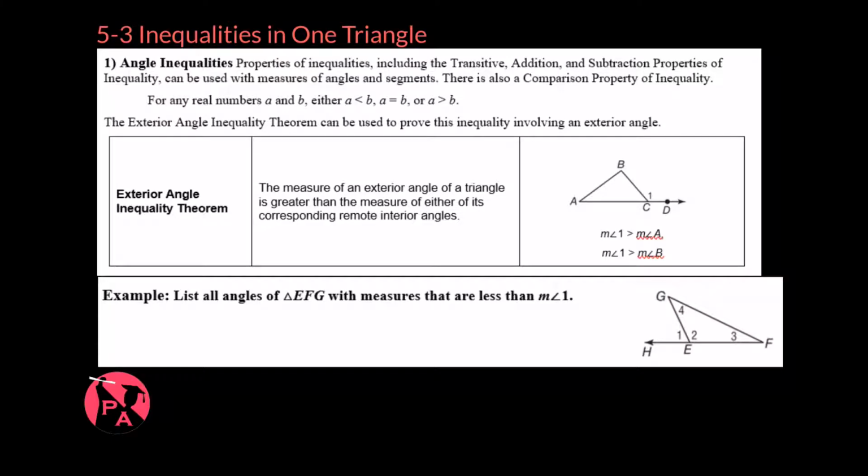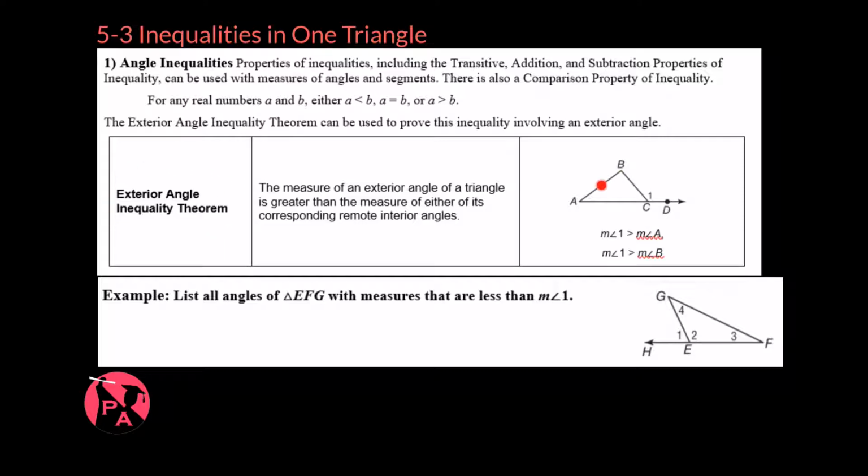Hello everyone, this video is about chapter 5, lesson 3, inequalities in one triangle in geometry. So the point of this lesson is comparing the sides or angles of triangles using different methods. The first part of the lesson is about angle inequalities. What we are going to do, by using the exterior angle inequality theorem, is compare the angles.